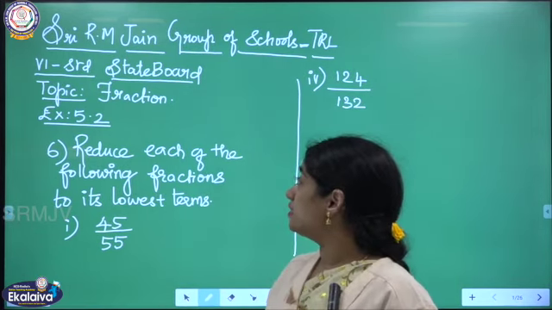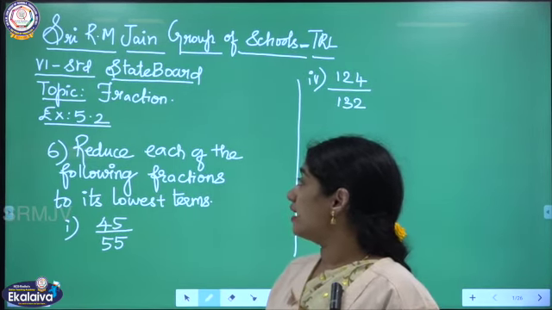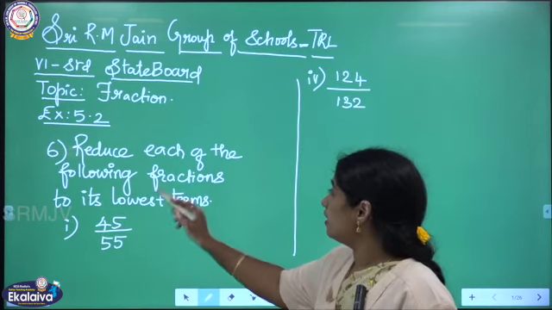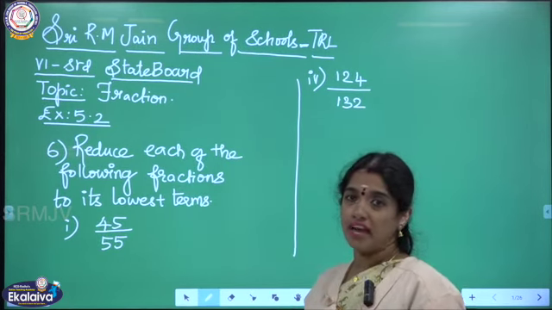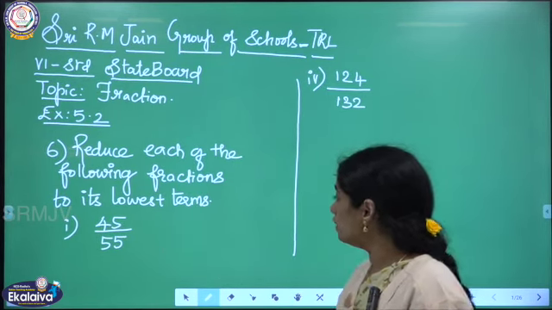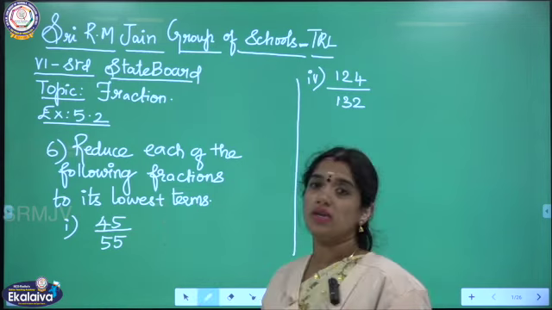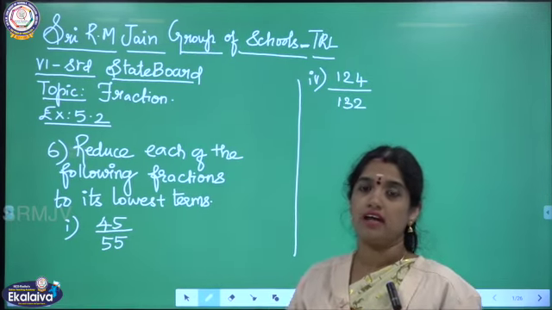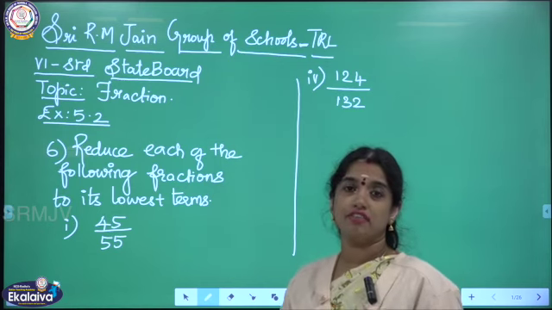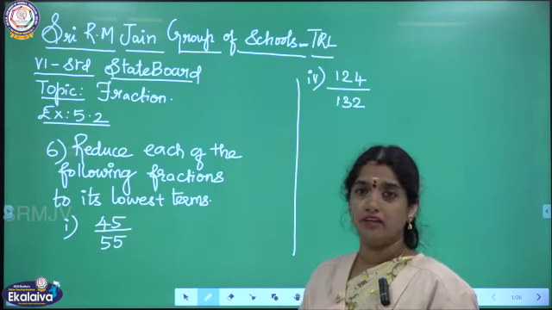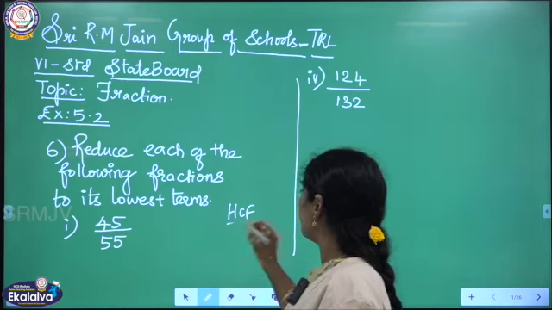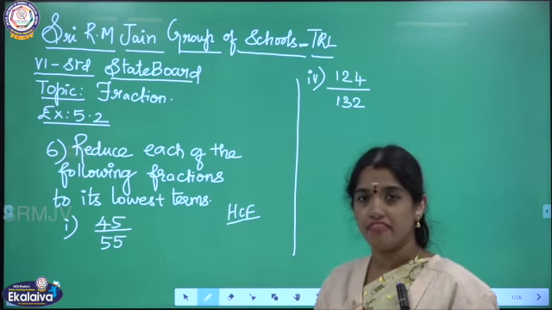Now I am going to discuss 6th standard exercise 5.2, 6th sum. Reduce each of the following fractions to its lowest term. I am going to reduce the numerator as well as the denominator. How am I going to reduce the number? If I take the HCF, it is easy to reduce the number. Listen, I am taking the HCF, the highest common factor.